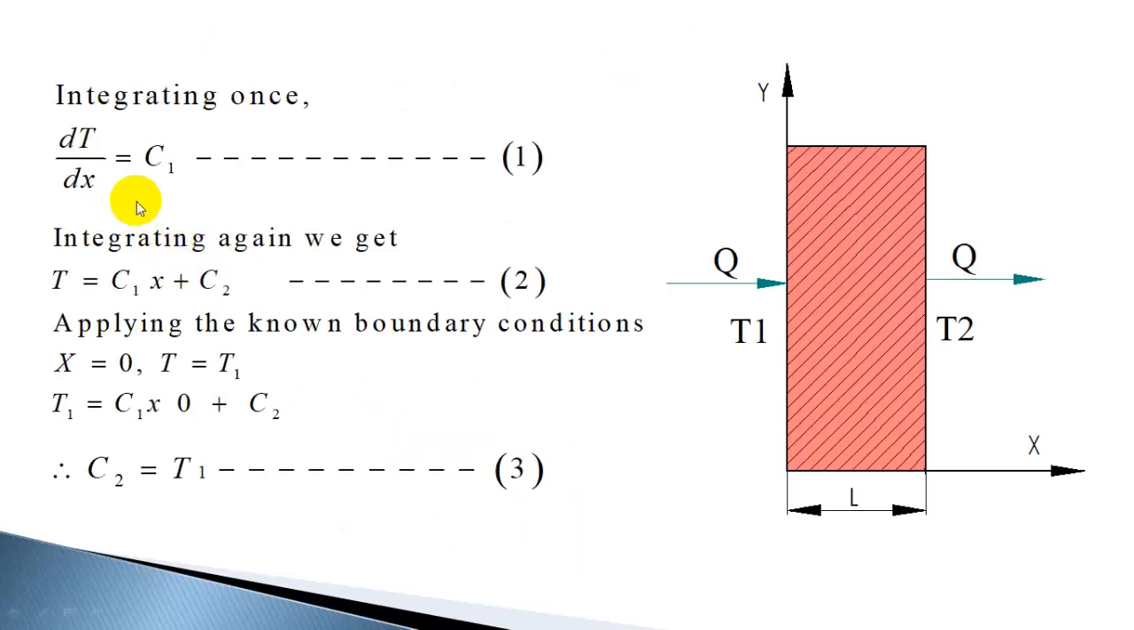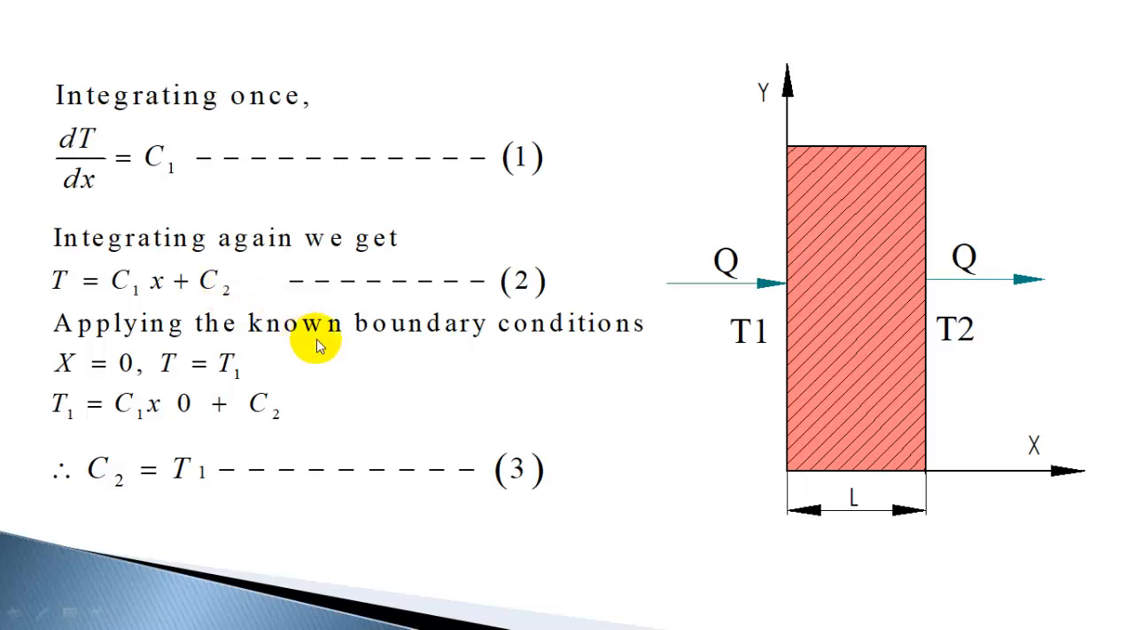Now integrating it once, you will get dT by dx is equal to C1, where C1 is a constant of integration, and again if you integrate it, you will get T is equal to C1x plus C2, and C2 is another constant of integration.